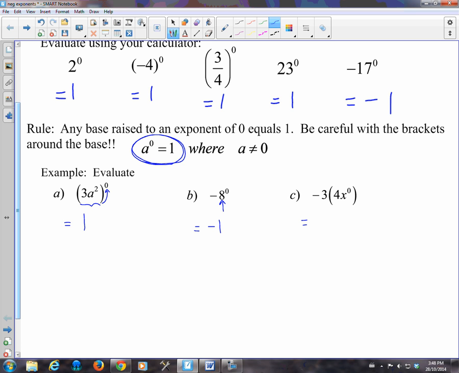C. Be careful with the brackets again. This time, the brackets are there, but the 0 is inside the bracket versus being outside the bracket in A. If it's inside the bracket, the only thing that goes with the 0 is the x. So we would have negative 3, we'd have 4, and x to the 0 is 1. So we have negative 3 times 4 times 1, which is negative 12. So be careful with those brackets, but basically anything to the exponent 0 is 1.